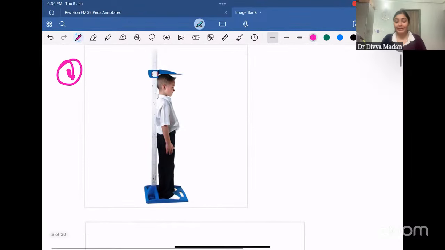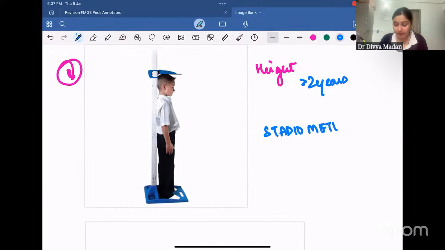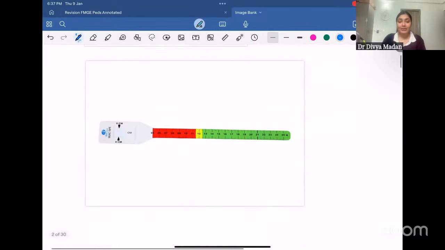We have the second device that is used to measure the height, for children above 2 years of age. What is this device called? This device is nothing but the stadiometer. Right?